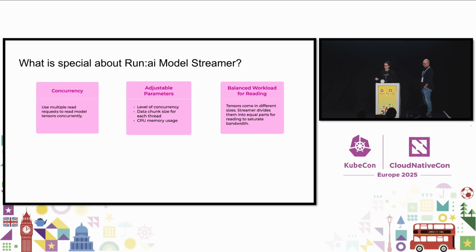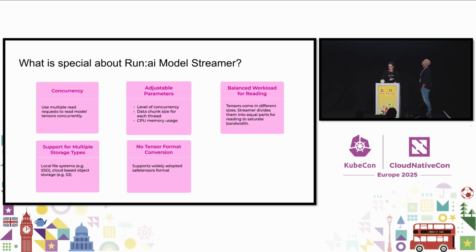Balanced workload for reading, that's super important. Tensors in AI come in different sizes. So we divide those tensors into equal parts for reading so that we can saturate the storage bandwidth. We support multiple storage types, local file systems and cloud-based object storage. We support both. You don't need to convert any tensors from safe tensors and then the other way around. So we support the widely adopted safe tensors format. No need to convert them and store them separately.